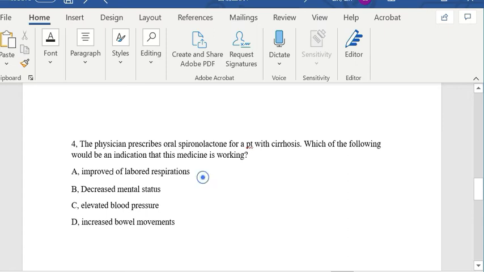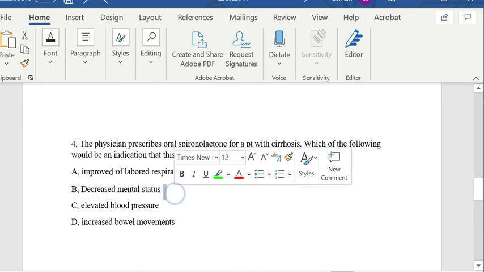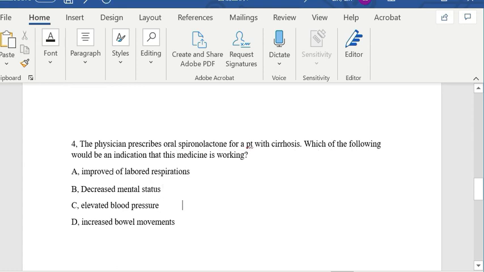Option A, improved labored respirations. And B, decreased mental status. Well, changing mental status is a symptom for a patient with cirrhosis, but what medication would improve the mental status? It's lactulose, right? So B is not the answer. And C, elevated blood pressure. Well, like I said before, this medication, Aldactone, is a diuretic. It will increase the urine output and decrease blood pressure, not increase blood pressure. So C is not the correct answer.